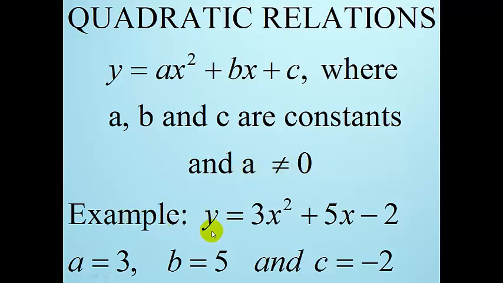Example, if you have y equals 3x squared plus 5x minus 2. Now when we compare these two equations, we realize that a equals 3. That is the coefficient of the x squared. The coefficient of the square term equals 3. Then b equals 5, where b is the coefficient of x. So the coefficient of x here is 5. And c is minus 2. C is the constant, and here the constant is minus 2. So c equals minus 2.